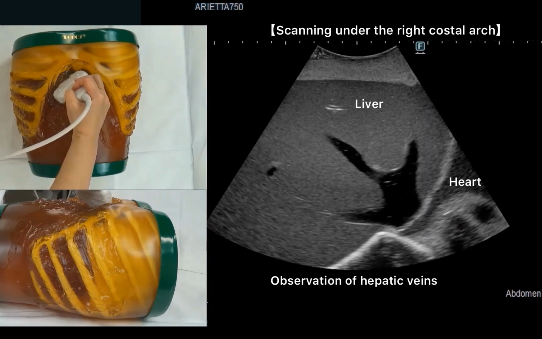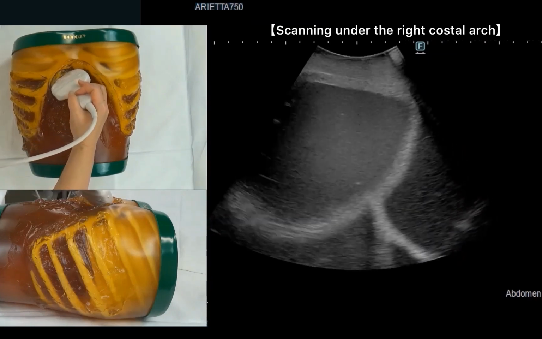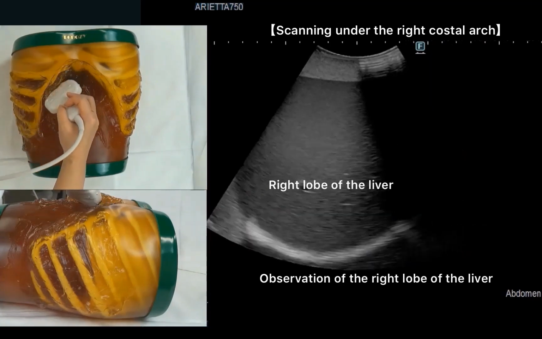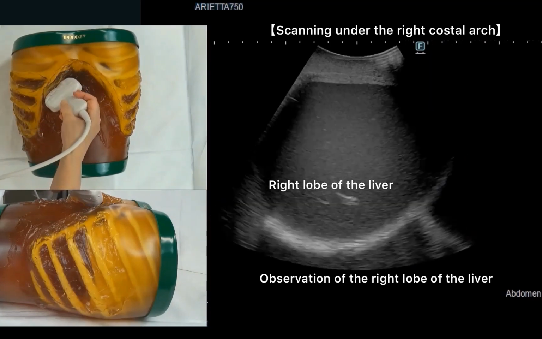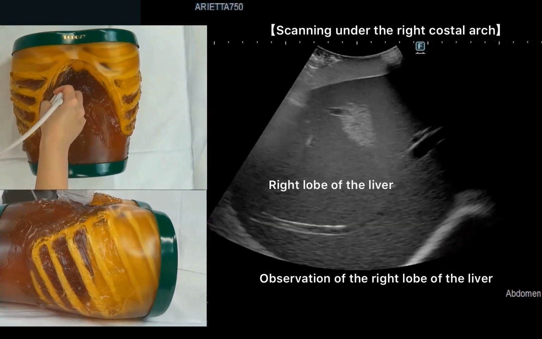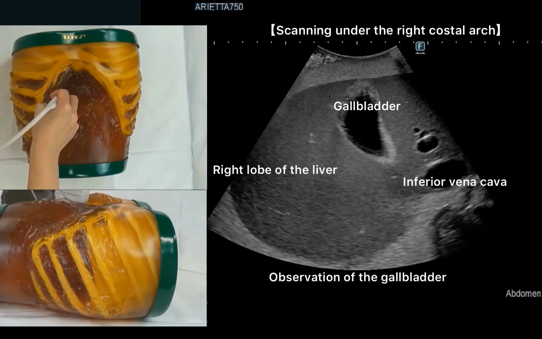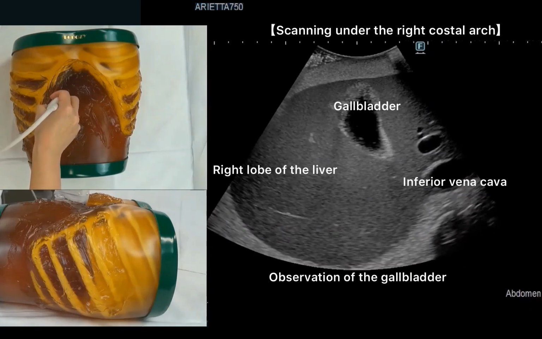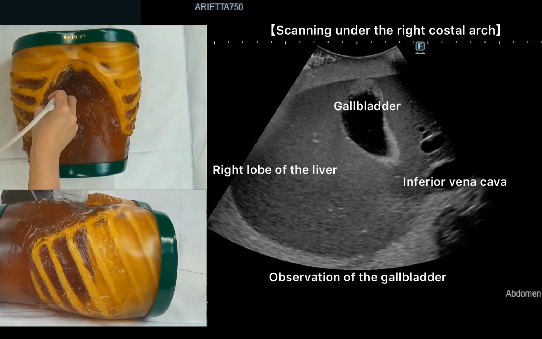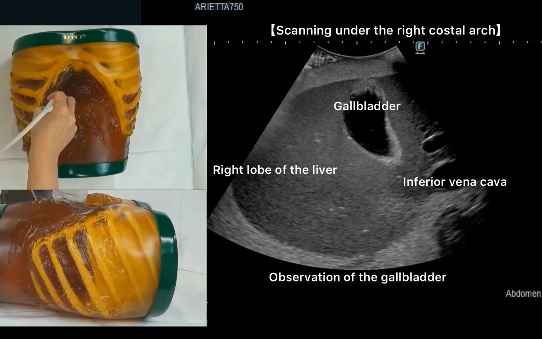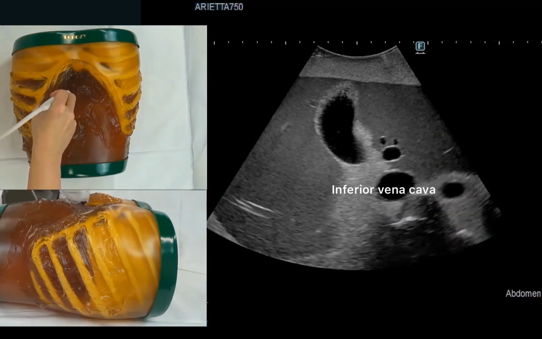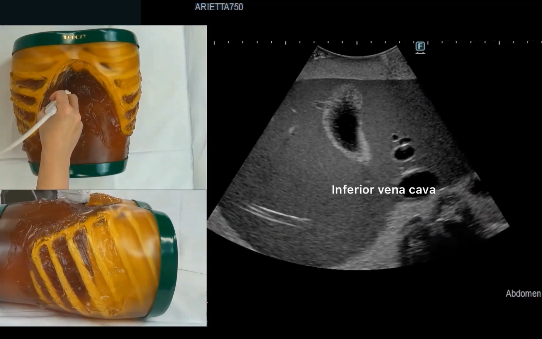If these can be observed, the right lobe of the liver is observed from below the costal arch while moving the probe. What you can see here is a gallbladder. Observe the neck, body, and fundus. Once the gallbladder is observed, the next step is to observe the bile ducts in the hepatic hilum.